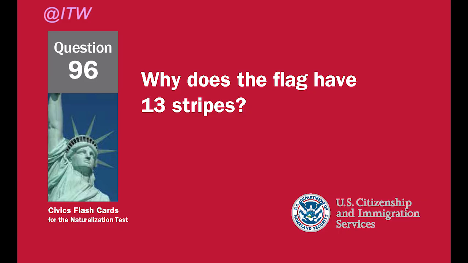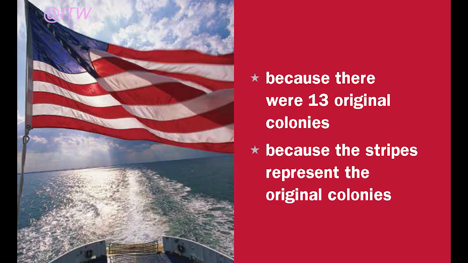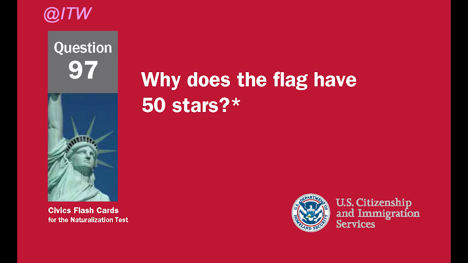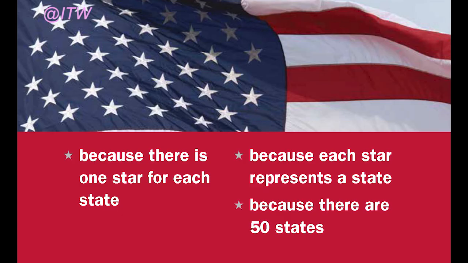Why does the flag have 13 stripes? Because there were 13 original colonies. Because the stripes represent the original colonies. Why does the flag have 50 stars? Because there is one star for each state. Because each star represents a state. Because there are 50 states.